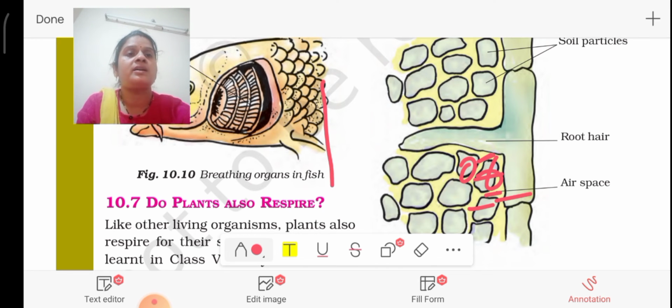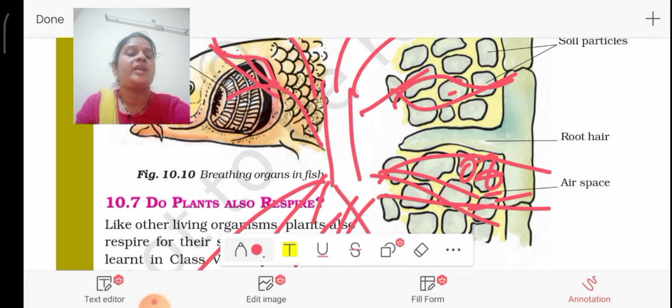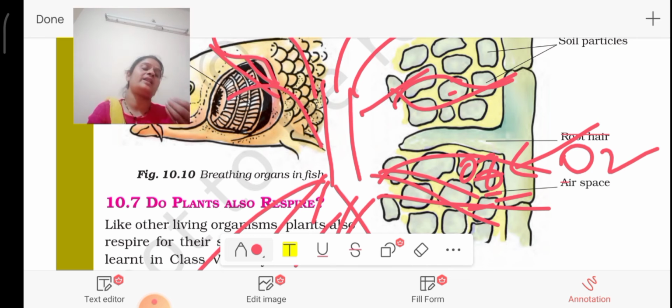Suppose this is the plant. Here are the leaves, and these are the roots. These are the fine roots. These root hairs absorb oxygen from the soil. In the soil there is a little space, and air is trapped in it. From this trapped air they absorb oxygen, and that oxygen they use for the respiration process.